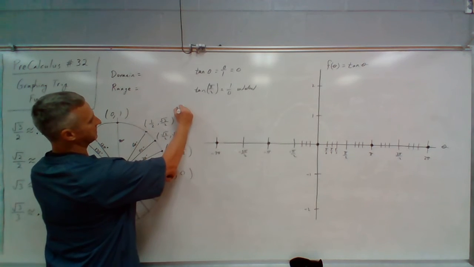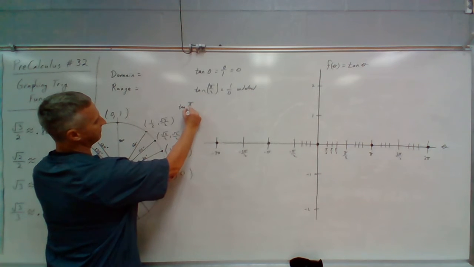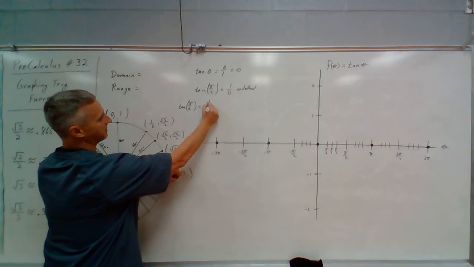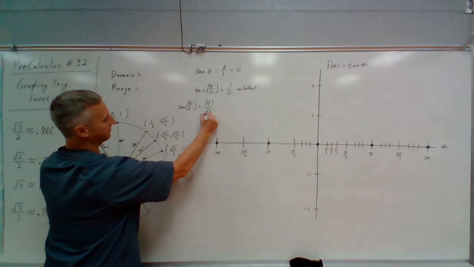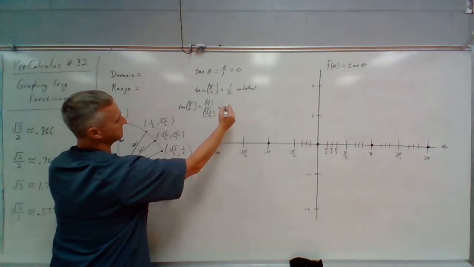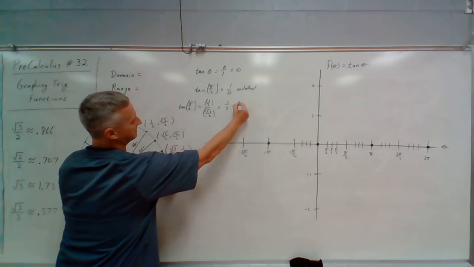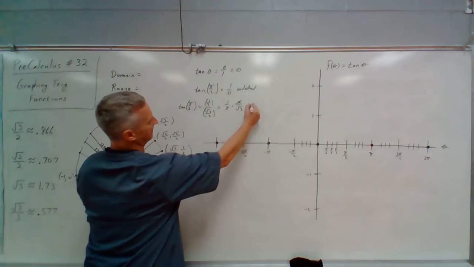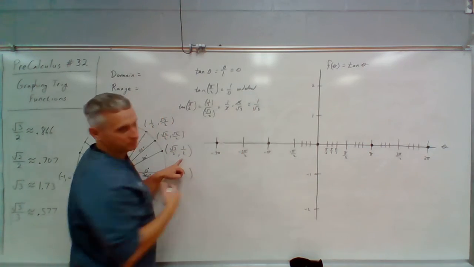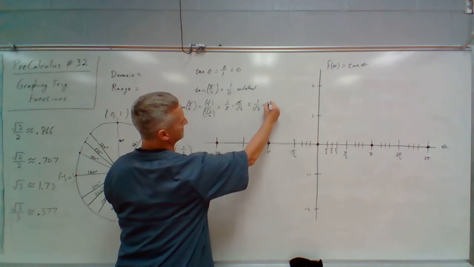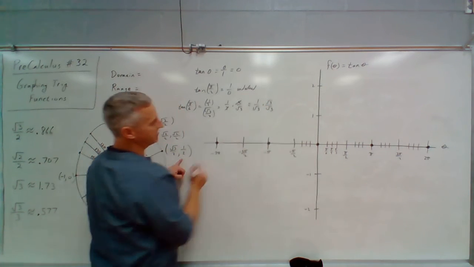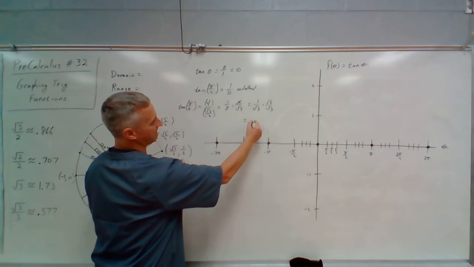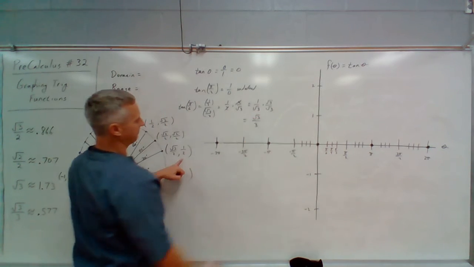So the tangent of pi over 6 is equal to 1/2 over the square root of 3 over 2, which is 1/2 times 2 over the square root of 3. 2's cancel. I've got 1 over the square root of 3. I need to rationalize that denominator. So I'm going to multiply by the square root of 3 over the square root of 3, which gives me a 3 on the bottom and a square root of 3 on the top.